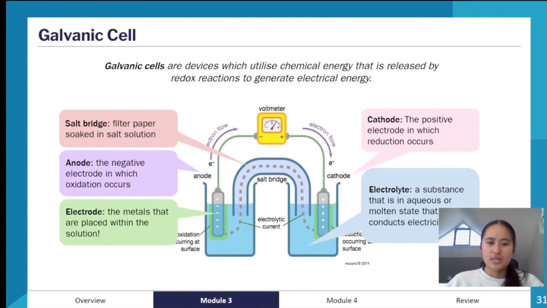But yeah, so those are the key parts. Then we also have the electrolyte, which is a substance in aqueous or molten state that conducts the electricity. All this is set up with that voltmeter, and the electrons flow from anode to cathode. How I remember it goes that direction is we go from A to C. A is before C, so we go from anode to cathode and through the voltmeter, and that generates electrical energy, that movement of electrons.